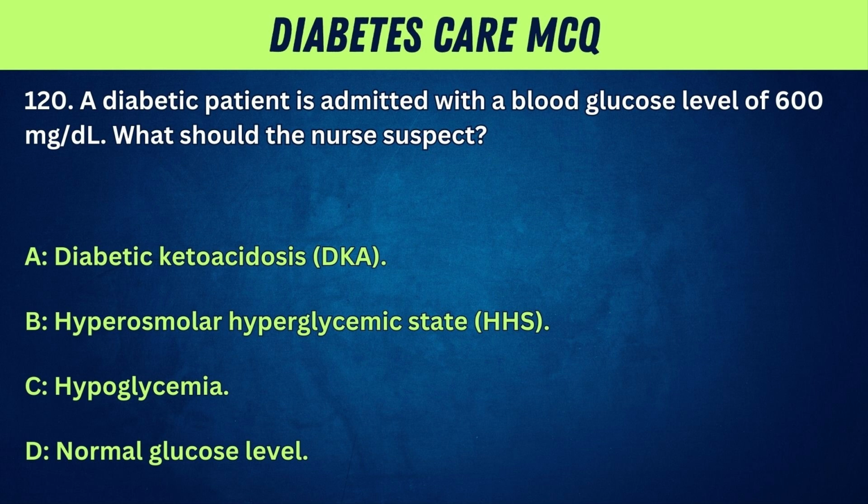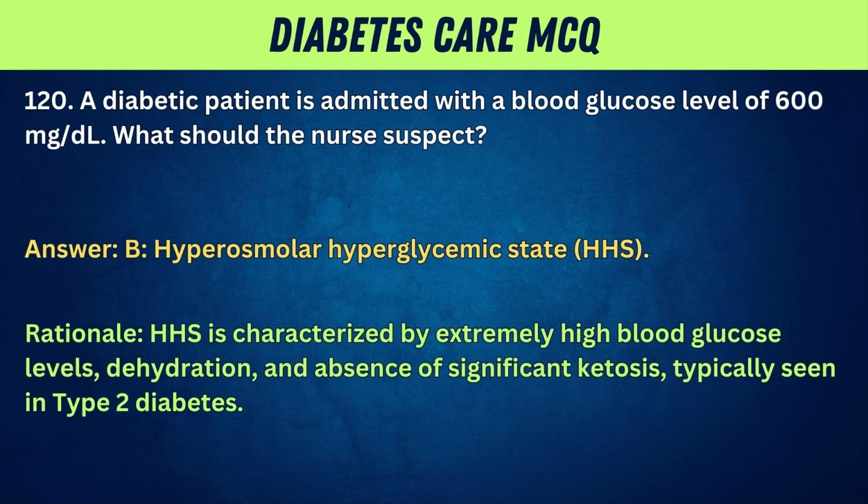120. A diabetic patient is admitted with a blood glucose level of 600 milligrams per deciliter. What should the nurse suspect? A. Diabetic ketoacidosis, DKA. B. Hyperosmolar hyperglycemic state, HHS. C. Hypoglycemia. D. Normal glucose level.